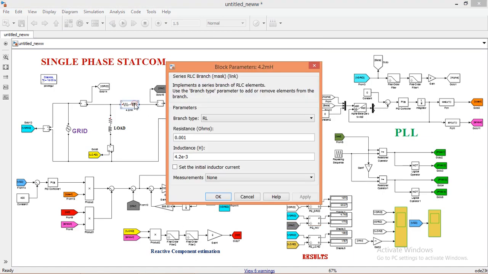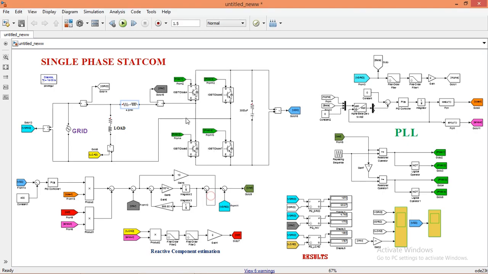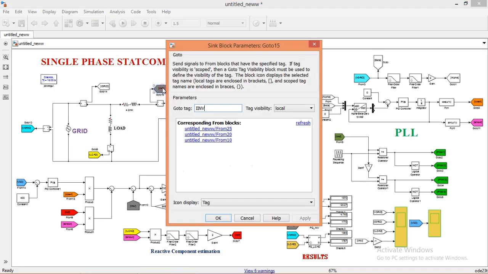This is the filter inductor. The value I have used is 4.2 millihenry with a series resistance of 0.001 ohm. And this current measurement block is used to measure this current. But remember here that the direction of this measurement block I have put is this way, so the current direction is from the inverter to the grid. And I have named this as IINV using a goto block.